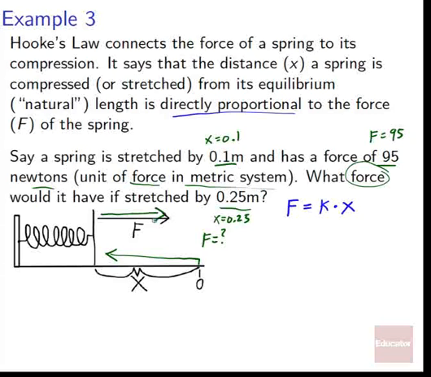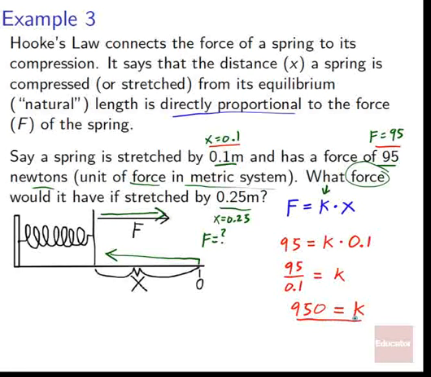To figure out that, we're going to first have to figure out what is k. So we do that by plugging in our numbers. So our force is 95 when it has been stretched by 0.1. So we divide both sides by 0.1. 95 over 0.1 equals k. So that just moves the decimal place over 1, and we get 950 equals k.